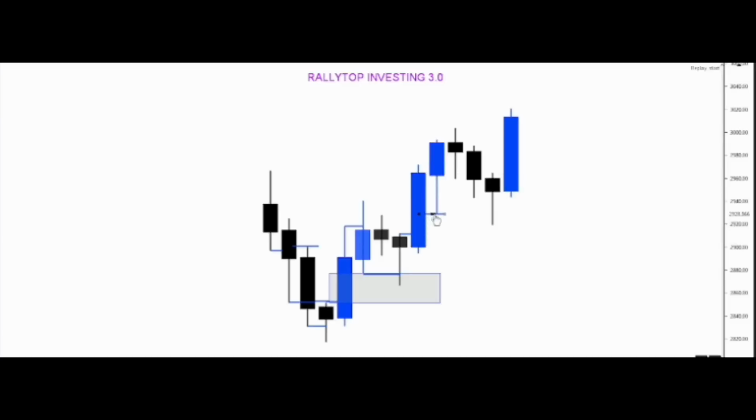And where is going to be your target? Of course, your target is going to be this high. Simple. That's going to be your target. And as you can see, it achieved that. This is the way that you have to start viewing your chart. You have to start viewing your chart this way. This is very, very crucial.